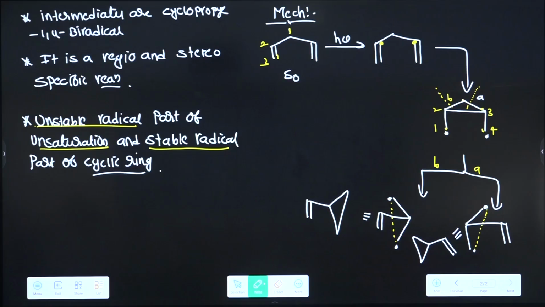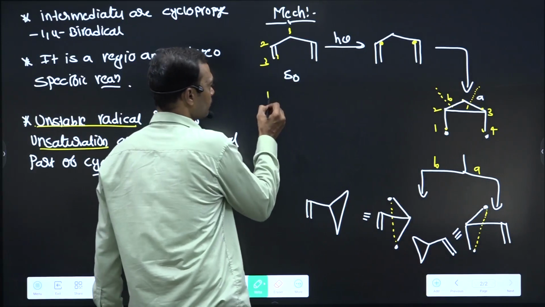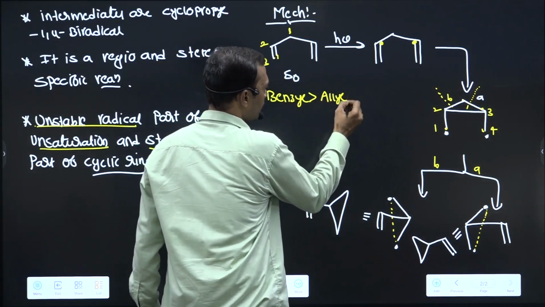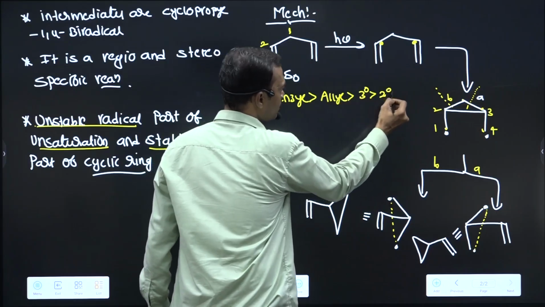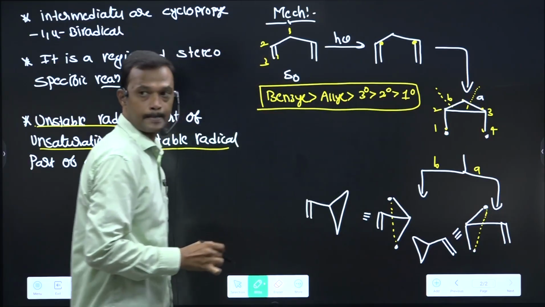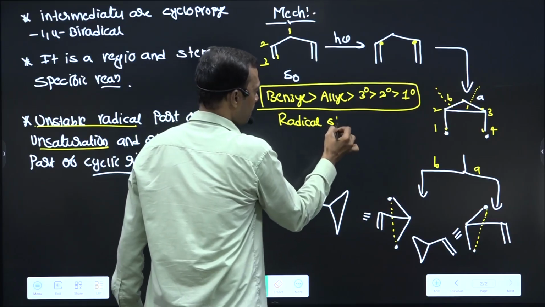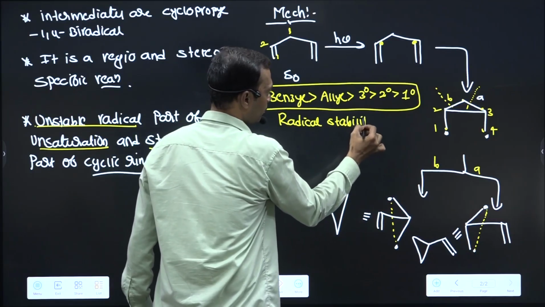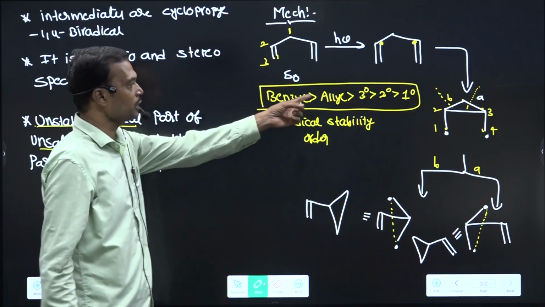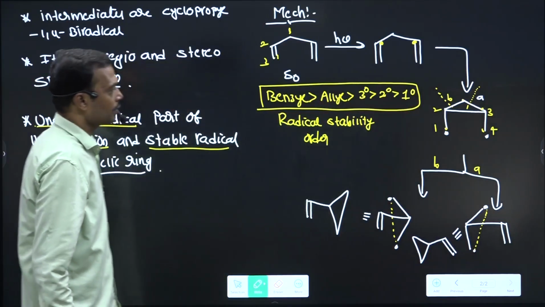So what is radical stability order? Benzyl is more stable than allyl. Allyl is more stable than tertiary, secondary, primary. It is the radical stability order. Benzyl radical is more stable than allyl, allyl more stable than tertiary, secondary and primary.